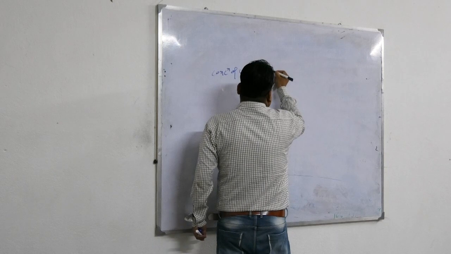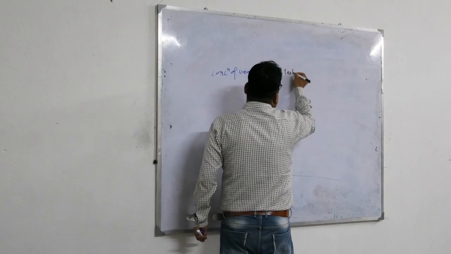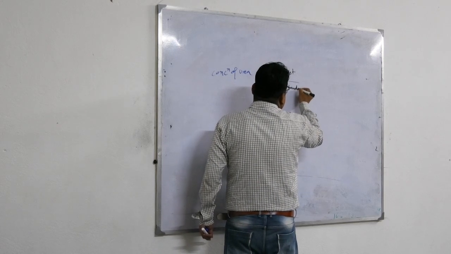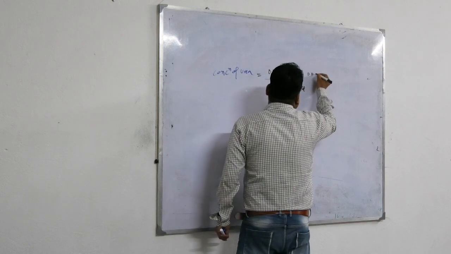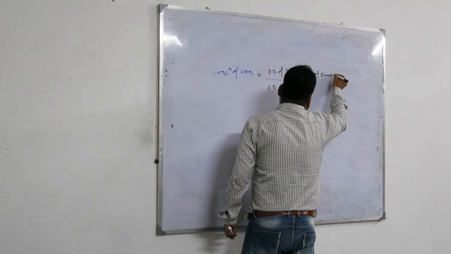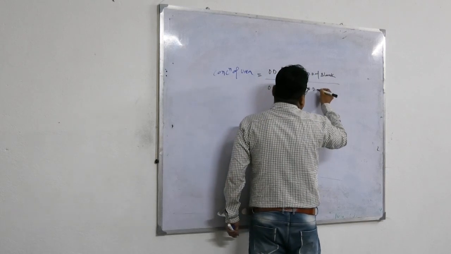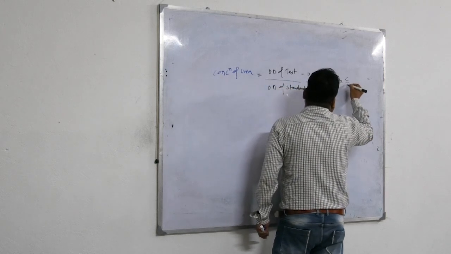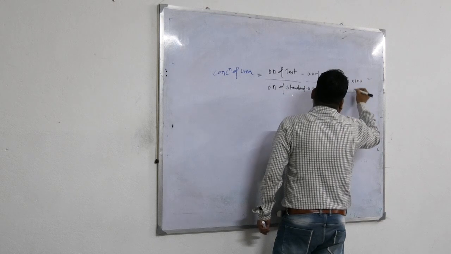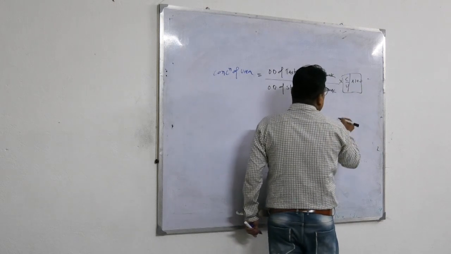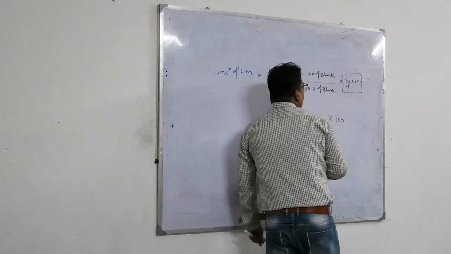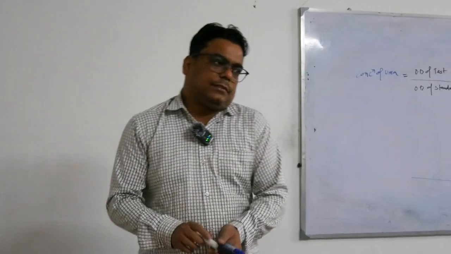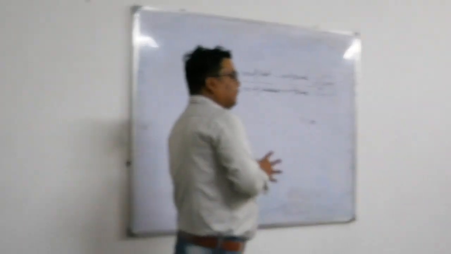Concentration of urea is equal to OD of test upon OD of standard minus OD of blank, multiplied by C upon V into 100. C upon V is the calculating factor, whose value we put in and we directly get 100 times OD of test upon OD of standard minus OD of blank. This is the calculative formula for this.